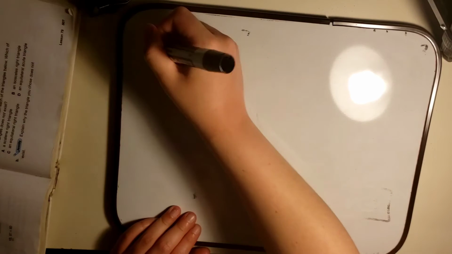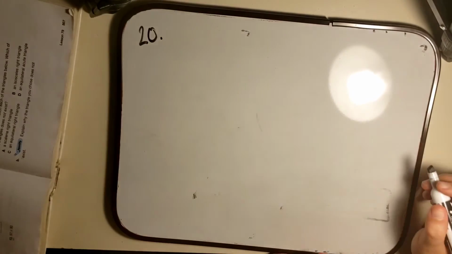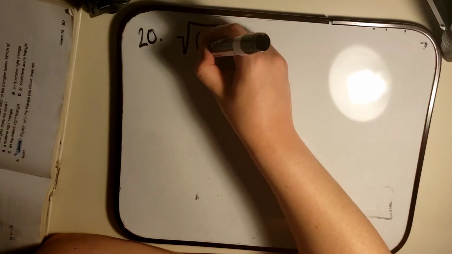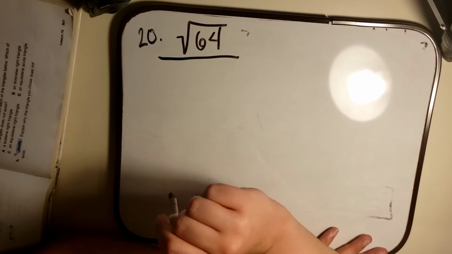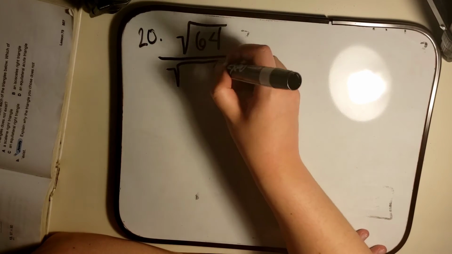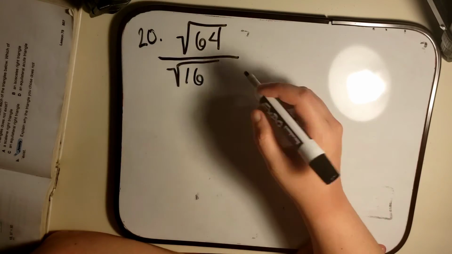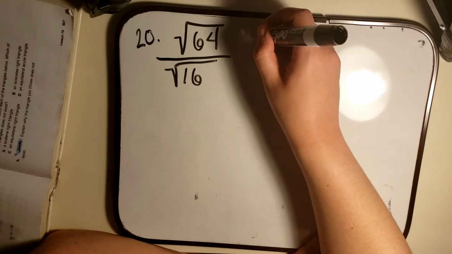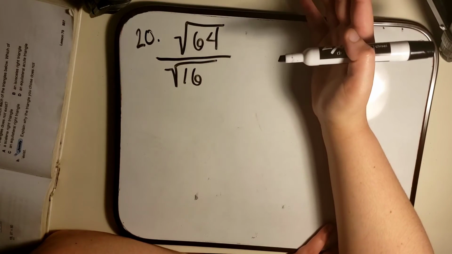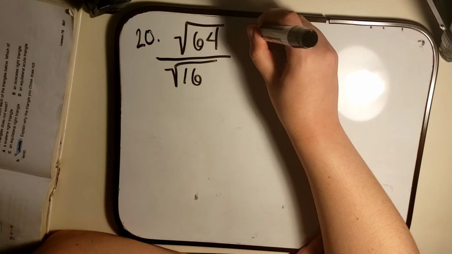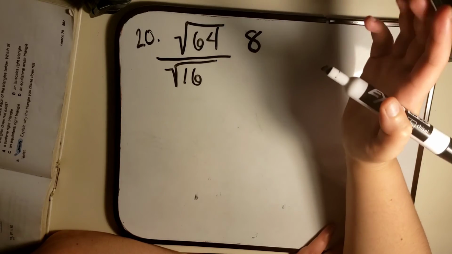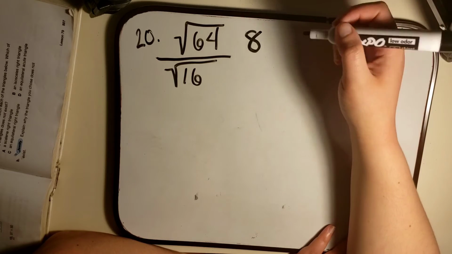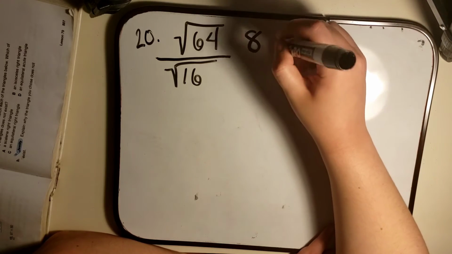Number 20 is next. And number 20 is this lovely symbol, which is square root of 64 divided by the square root of 16. So what times itself equals 64? And again, you have to know your multiplication tables to know that 8 times 8 is 64. Or if you're watching Schoolhouse Rock, you can think of that figure 8 song that you all love so much. 8 times 8 is 64.